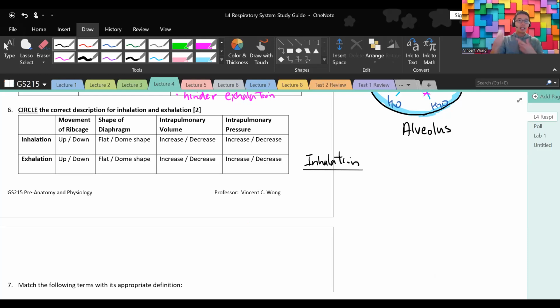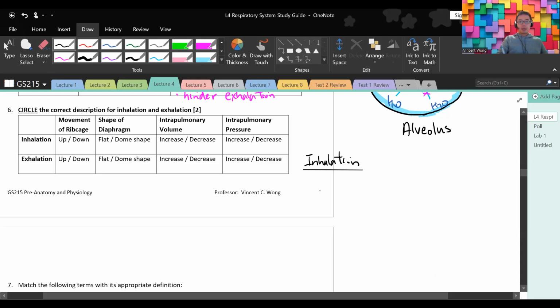But it's actually the other way around. The chest has to move first, and it creates the conditions necessary for the air to come in. In other words, if you have something heavy on top of your chest and you cannot move your chest, then you won't be able to breathe. Okay. So inhalation, how does it happen?